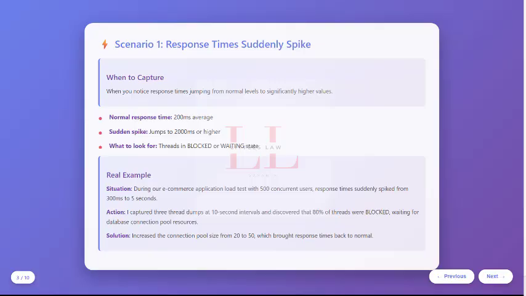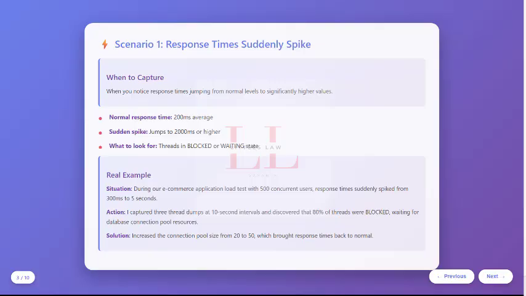The first scenario, when you should capture a thread dump, is when response time suddenly spikes. Let me explain what I mean. During your load test, you are monitoring response times and they're running smoothly, let's say around 200 milliseconds on average. Then suddenly, without any changes in load, they jump to 2000 milliseconds or even 5 seconds, right? That's your trigger to capture the thread dumps immediately, because when this happens, you're looking for threads that are in a blocked or waiting state.